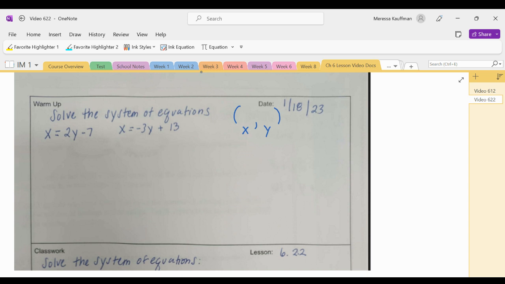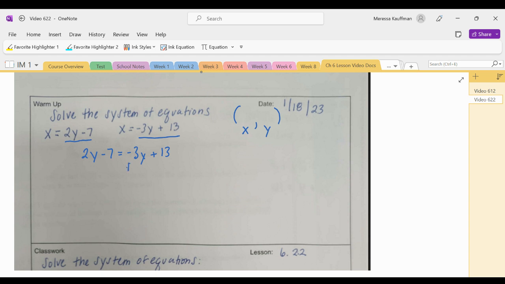So when I have this system of equations where I have x is equal to something and x is equal to something, I can actually put these two together and solve for y. So I'm going to do that now. 2y minus 7 is equal to negative 3y plus 13. So now I have one variable. I should be able to get a value for y.